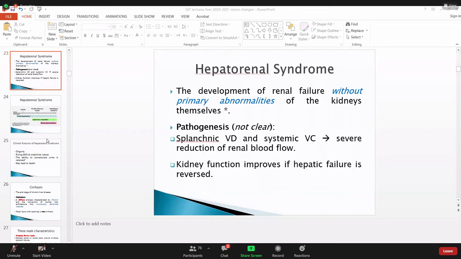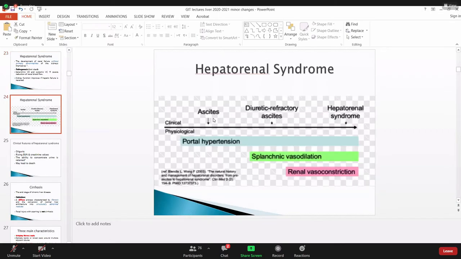So how does hepatorenal syndrome develop? The patient has portal hypertension, which we will talk about in detail in a minute. Because of the increase in pressure, there will be splanchnic vessel vasodilatation and systemic vasoconstriction, including renal vasoconstriction, and this leads to more and more retention of solutes and loss of kidney function in a way.